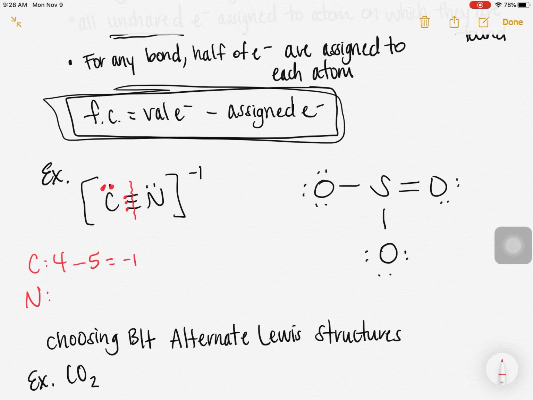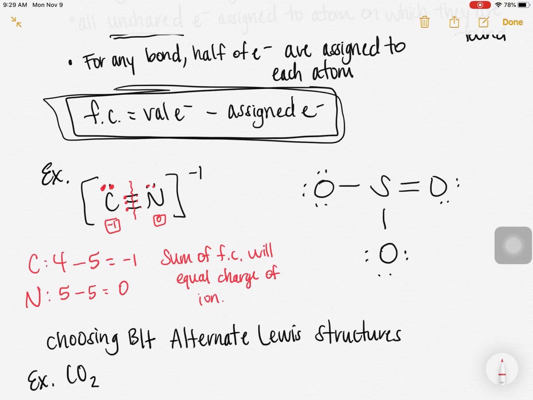We'll do the same thing for nitrogen. Nitrogen has 5 valence electrons minus, in this case, 5 assigned electrons, giving nitrogen a formal charge of 0. Sometimes you'll see me do the formal charges in little boxes to identify that that's a formal charge. Also, one idea to think about is that the sum of the formal charges will equal the charge of the ion. So in this case I had a -1 and a 0, which when I add together I get -1, which does in fact equal the charge on this ion.